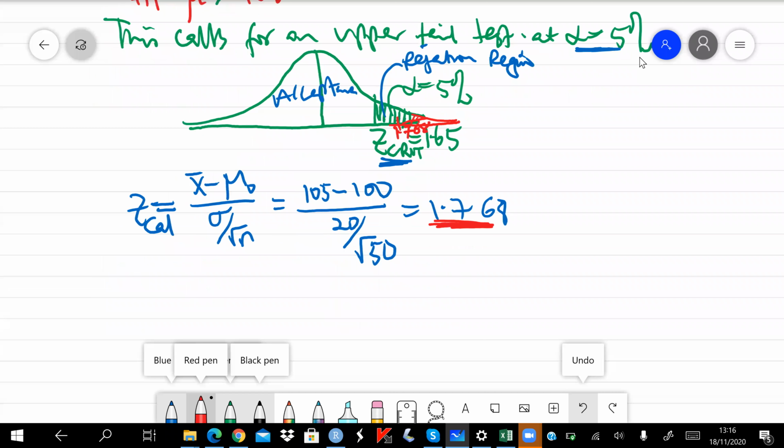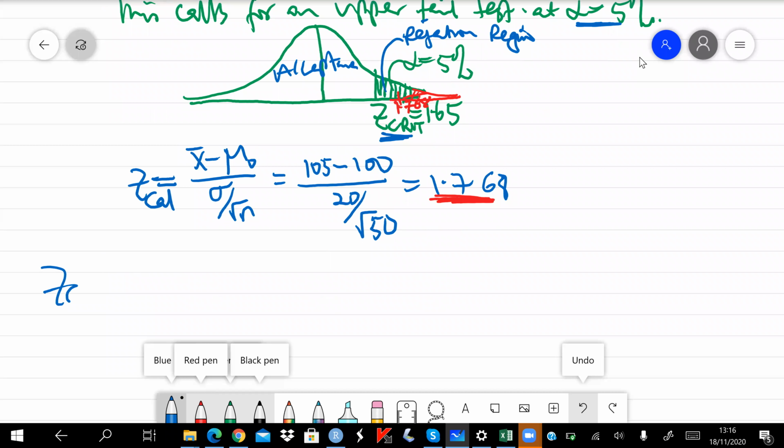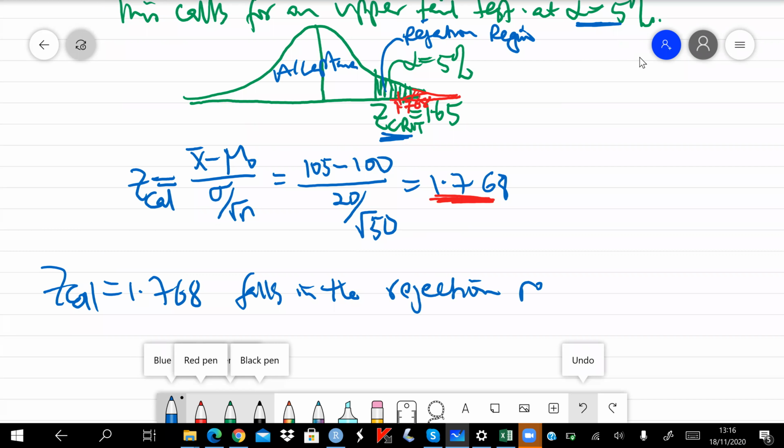So we notice that zcalc, which is 1.768, falls in the rejection region. Once you say that, that tells you what to do with the null hypothesis. And this is what you will do with the null hypothesis.